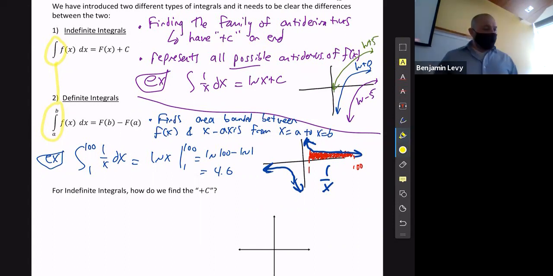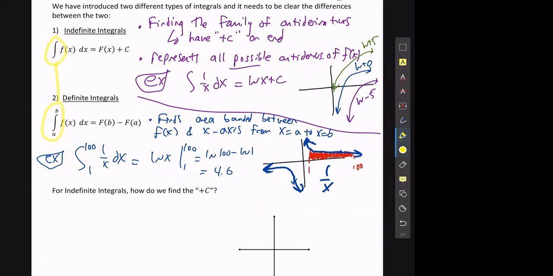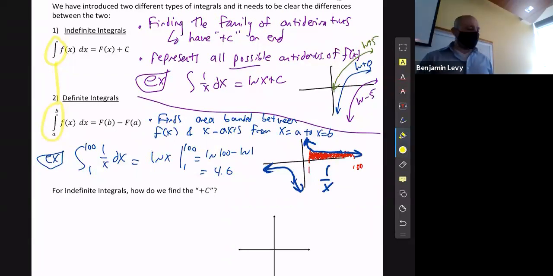Wouldn't the plus c be the y-intercept? So the question online was, isn't the plus c the y-intercept? It's the y-intercept in a linear function, but in a natural log function, that just shifts the thing up and down.